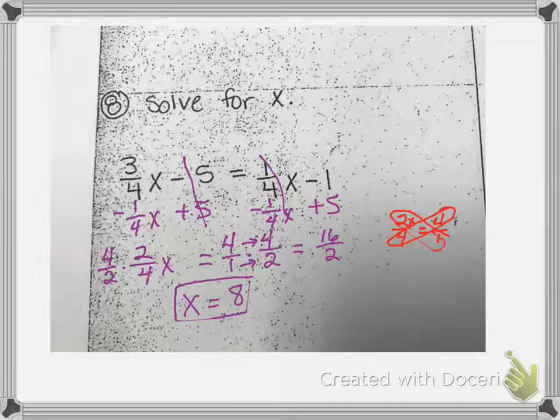Cross multiply: 2x equals 16 divided by 2, so x equals 8. Okay, that gives you the same answer.